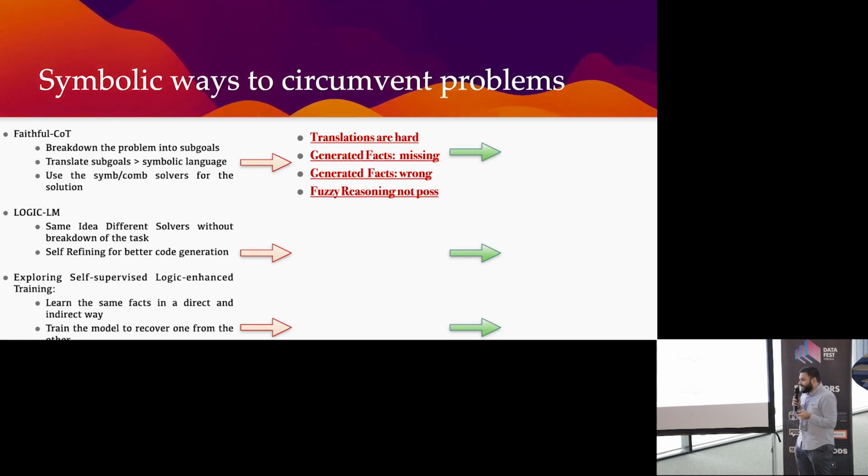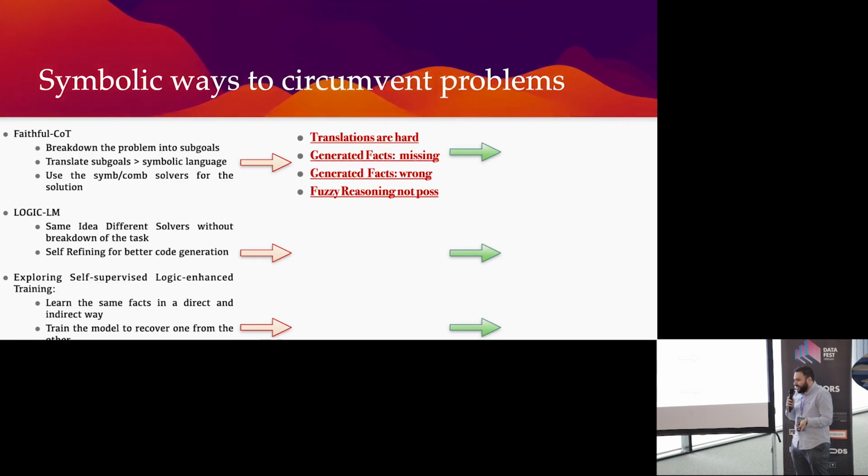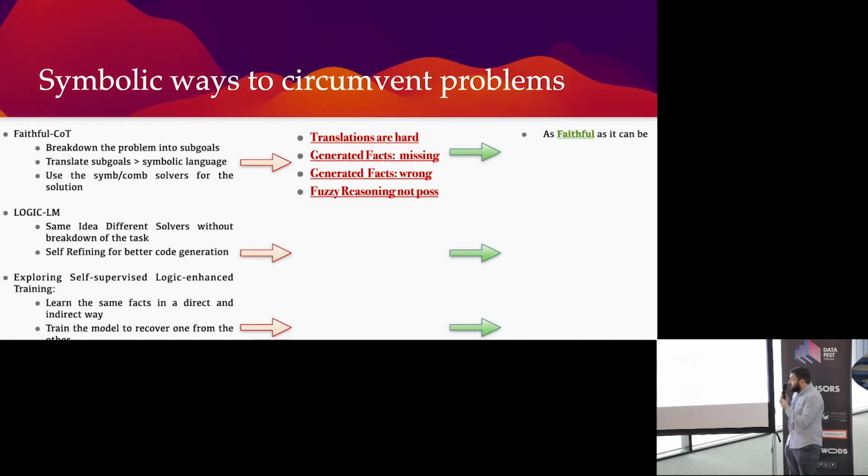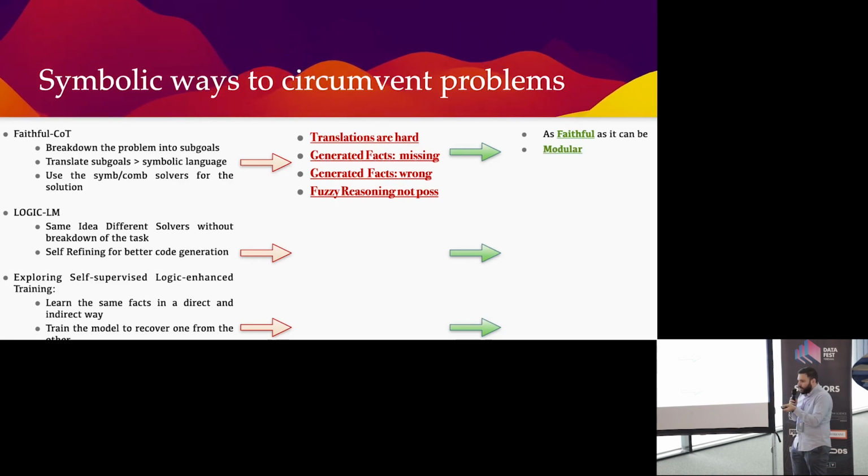So one thing is that if you generate something that's not runnable by an external solver, you essentially are unable to complete your task. That's why fuzzy reasoning, as we call it, is impossible in this type of domain. But one thing good about it, it's faithful. It's very modular. We know this is the code.